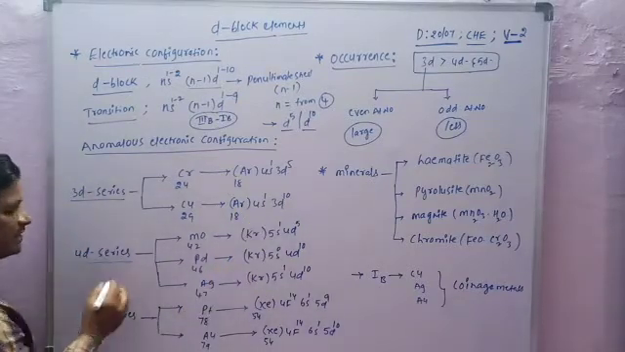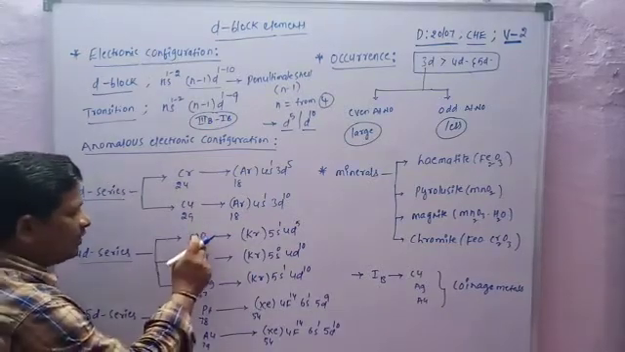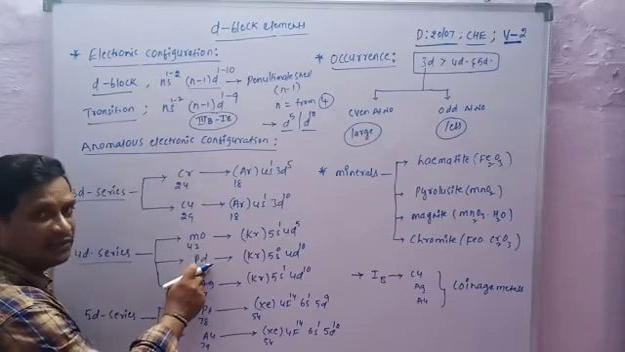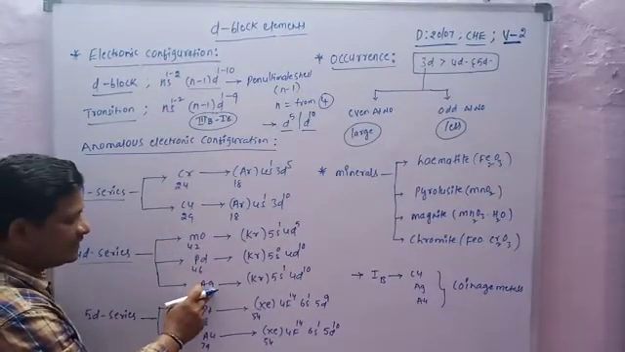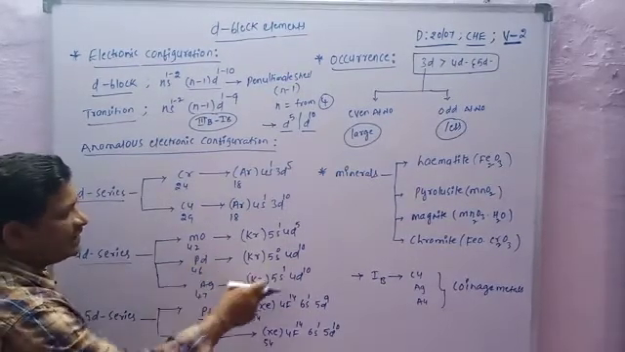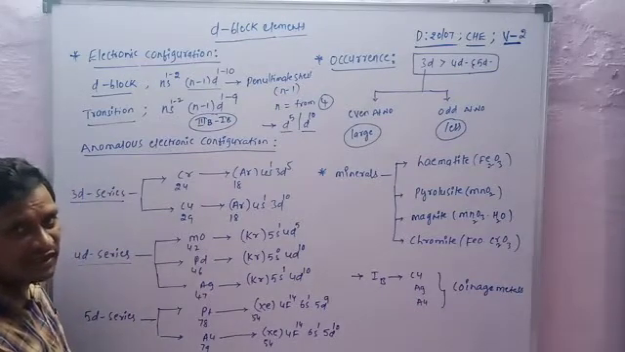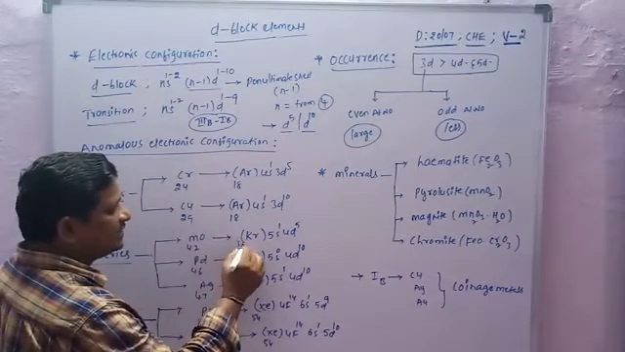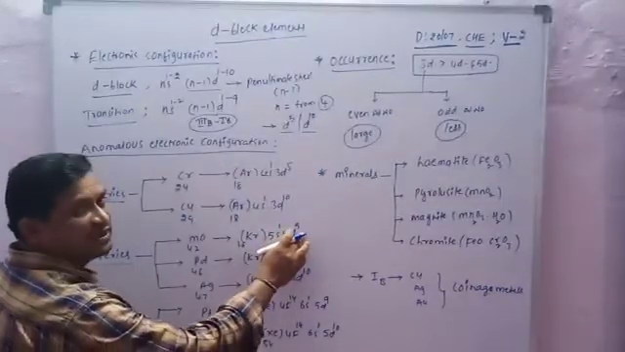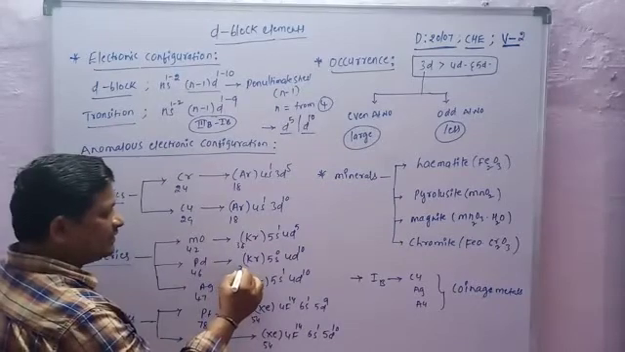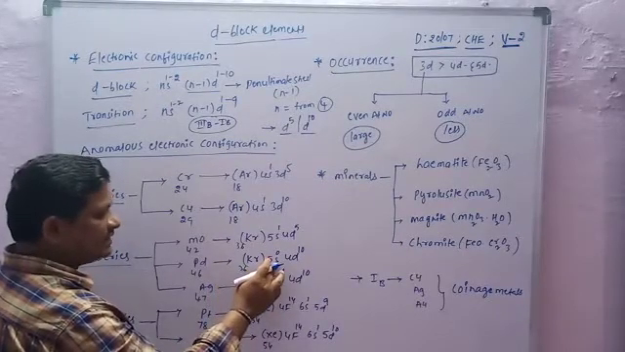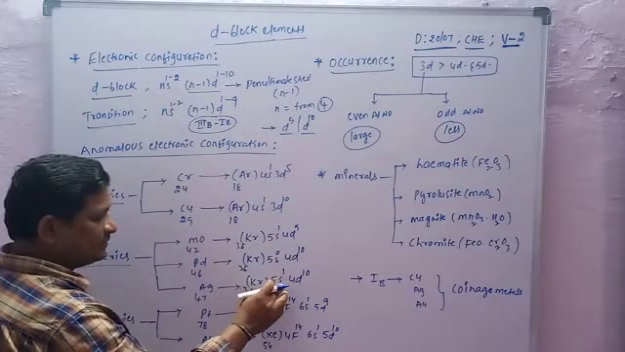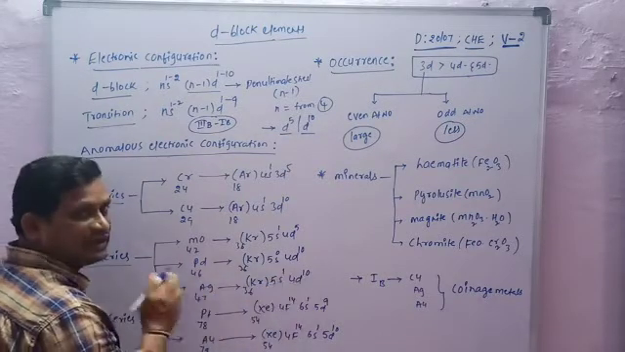Now, what are the 4d series elements? Molybdenum Mo atomic number 42, palladium atomic number 46, silver atomic number 47. These three have exceptional electronic configurations. Molybdenum 42: krypton 36 plus 1 is 37, 37 plus 5 is 42. Palladium: krypton 36 plus 0, 36 plus 10 is 46. Silver: krypton 36 plus 1 is 37, 37 plus 10 is 47.